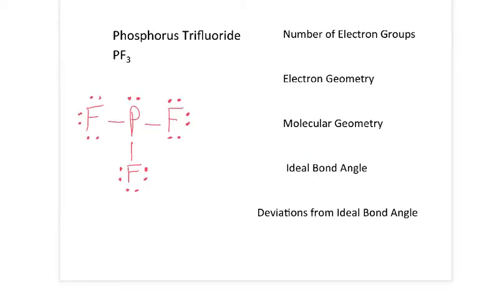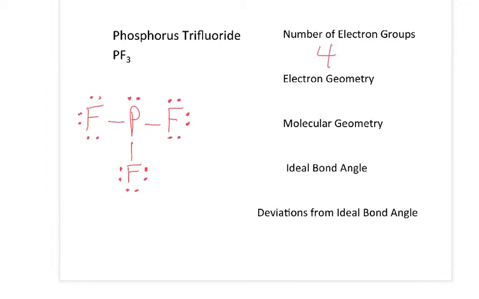All right, here's another molecule. In this case, we have phosphorus trifluoride, and we're given the Lewis structure. When I count the electron groups, again, I'm just focused on a central atom. I have 1, 2, 3 bonded atoms, 1 lone pair, for a total of 4 electron groups.